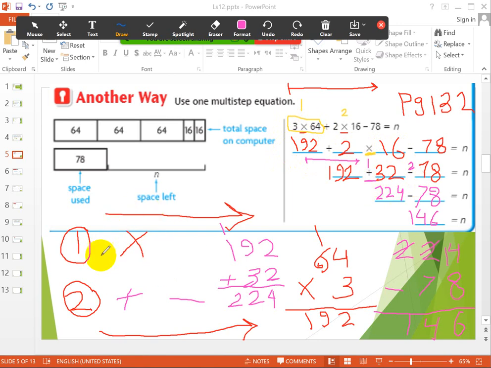After multiplication, I have to do plus and minus. Plus and minus from the left to the right. Okay? Also, this one is plus and this one is a minus. I will start from the left to the right. That's mean this is the first one. I will do the addition, then I will do the subtraction. If you do the addition, add the numbers, the answer was 224. Then if you do the subtraction, the answer was 146.